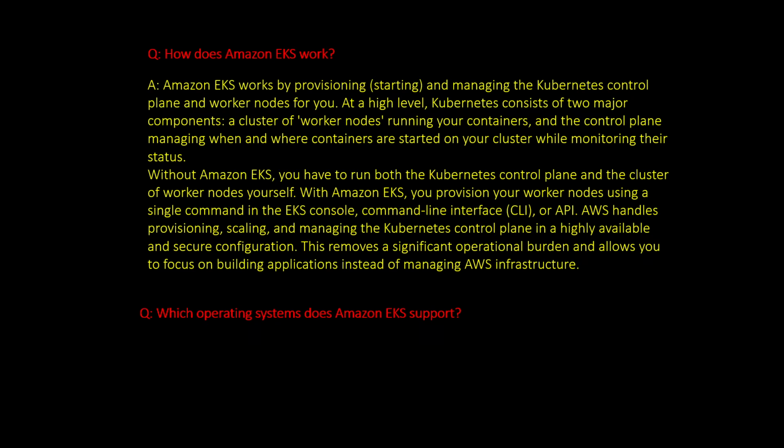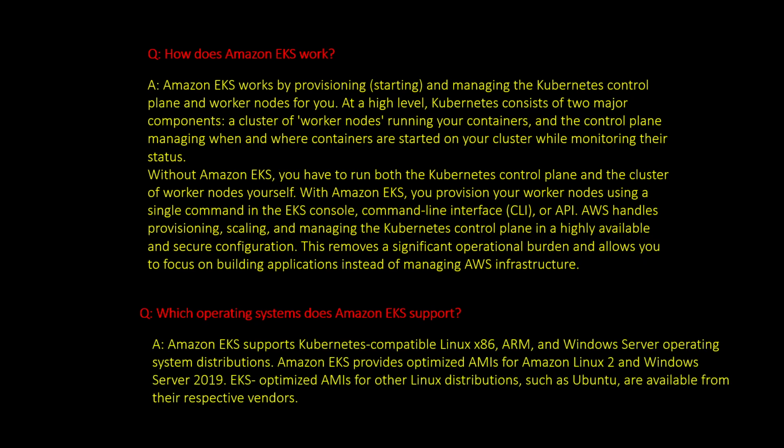What operating systems does Amazon EKS support? Amazon EKS supports Kubernetes compatible Linux x86, ARM, and Windows Server operating system distributions. Amazon EKS provides optimized AMIs for Amazon Linux 2 and Windows Server 2019. EKS optimized AMIs for other Linux operating systems such as Ubuntu are available from the operating system vendors.